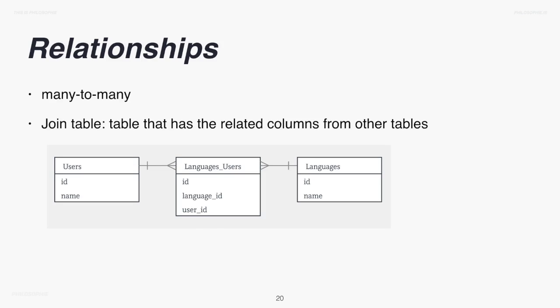So what you actually need to do is add a middle table, a join table, that has the related columns from the other tables. In this join table, which is the language users table, you would list the ID of your language, of the two tables that you're trying to join. And then you would have the ID from users.